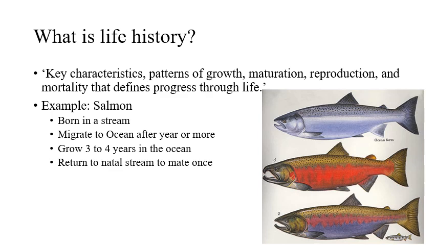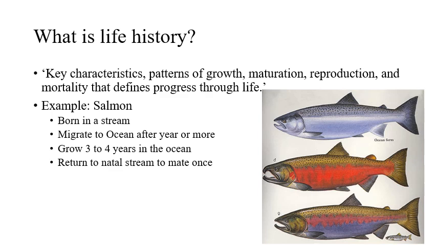As an example, when I was an undergrad, I had to do a life history paper on salmon, so I decided to use that as an example. Salmon are born in a stream, and they migrate to the ocean after a year or more. They spend 3 to 4 years in the ocean growing big, and then they return to the natal stream to mate one time. That's a really brief overview of the life history of the salmon. You could get into a lot more detail.